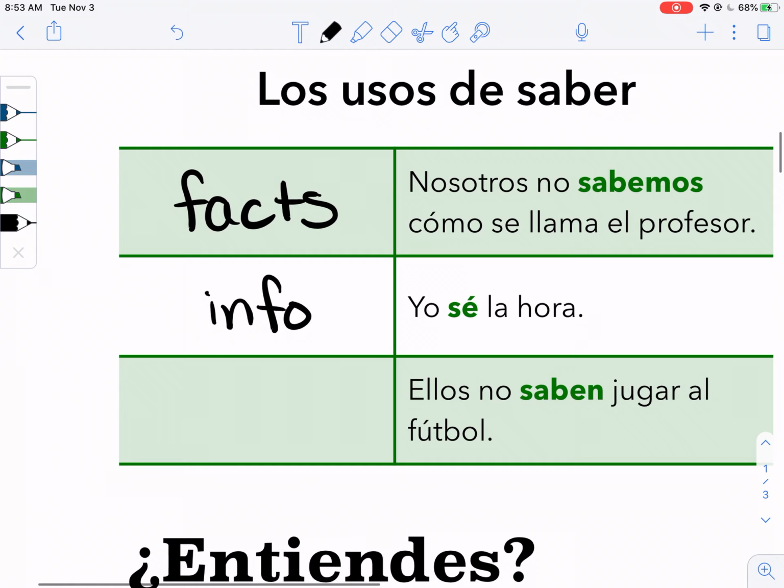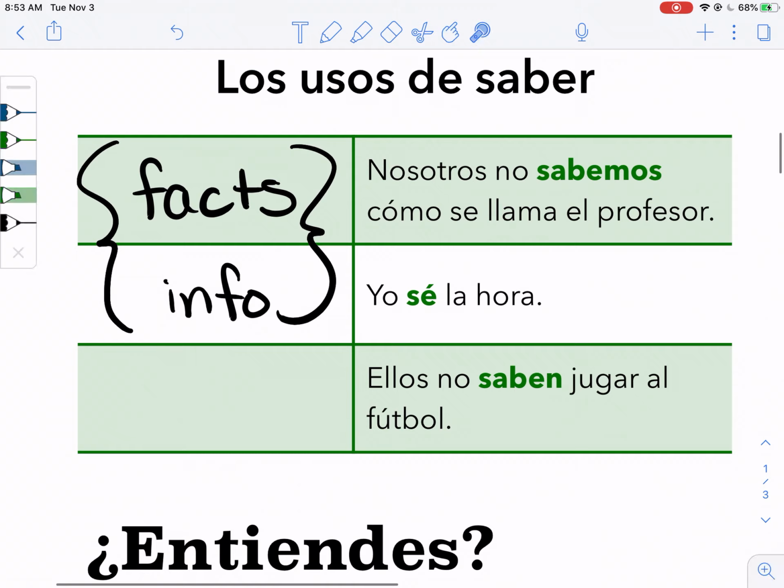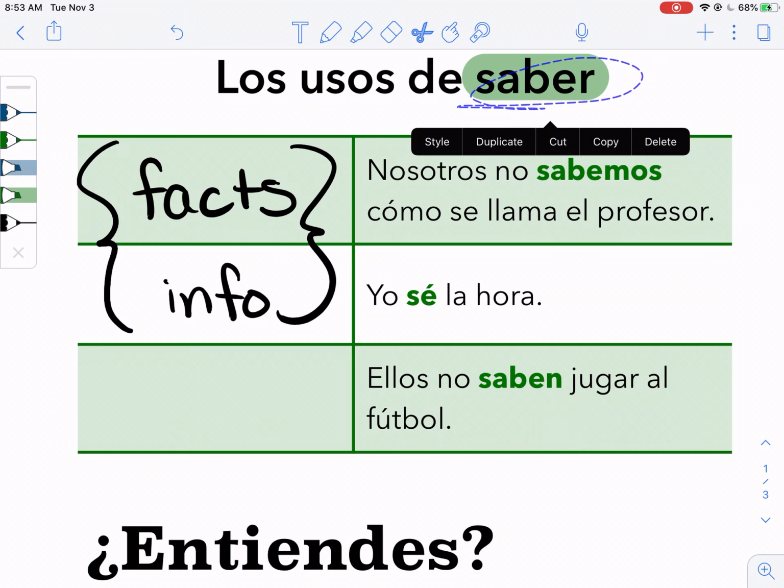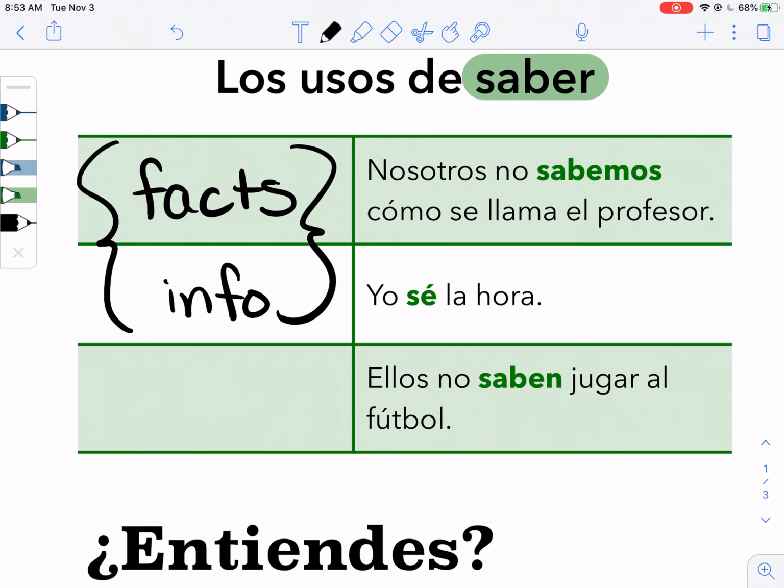And straight up, guys, these kind of go together, and I won't ever ask you to differentiate between the two of them, like is this fact or is this information. Just know that they both work for saber. Okay, that's what I care about. And then finally, facts, information, and also if you have a sentence like this, ellos no saben jugar al fútbol, that's saben right there, that they don't know how to play soccer. So this is a how-to sentence. So use saber for three things: for facts, for information, and how to do something.